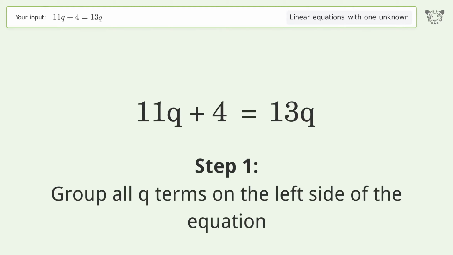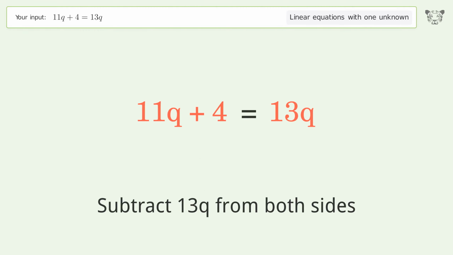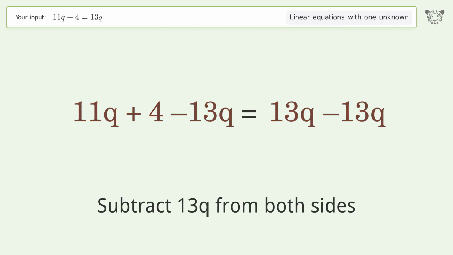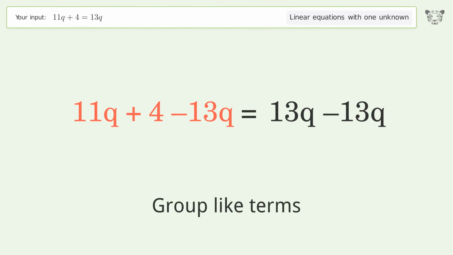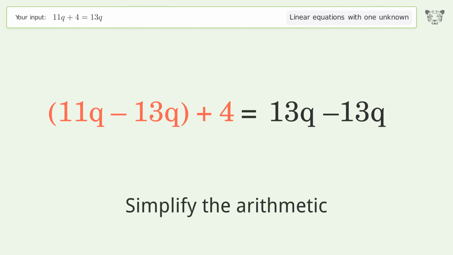Group all q terms on the left side of the equation. Subtract 13q from both sides. Group like terms. Simplify the arithmetic.